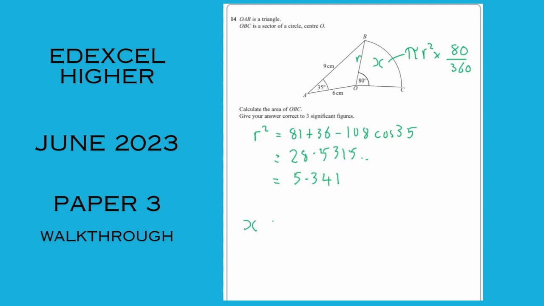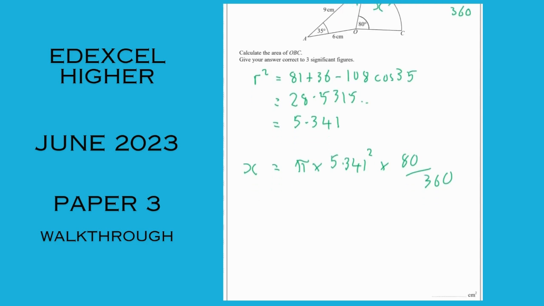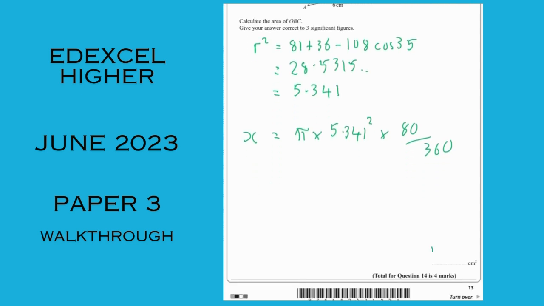So the area of the sector is pi times this radius squared multiplied by 80 over 360. So we've got that number already in our calc. Let's just press squared, times it by pi, times it by 80, divide it by 360, and it wants 3 sig figs. I'm getting 19.918 and so on. So that'll be 19.9.